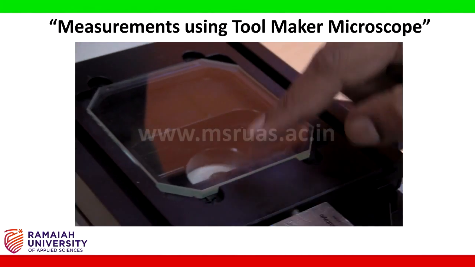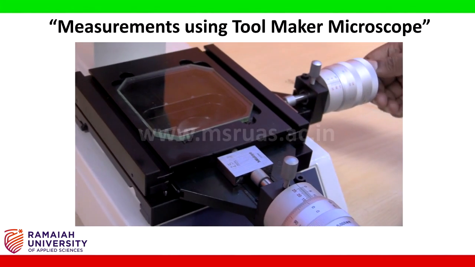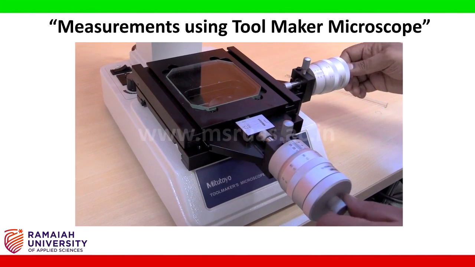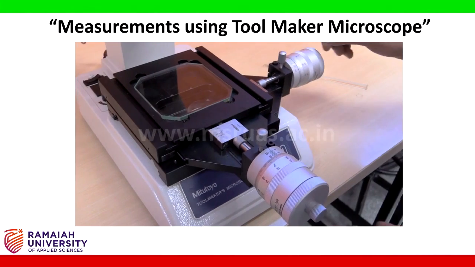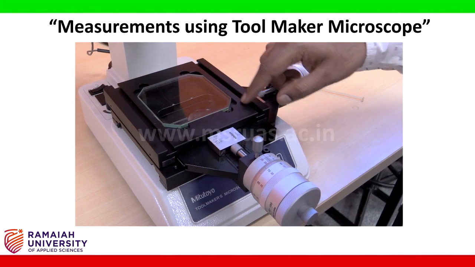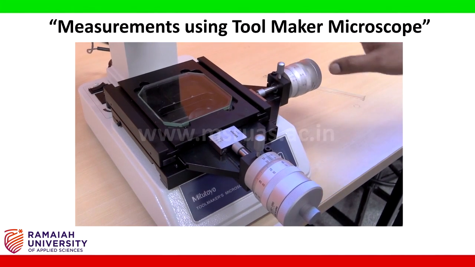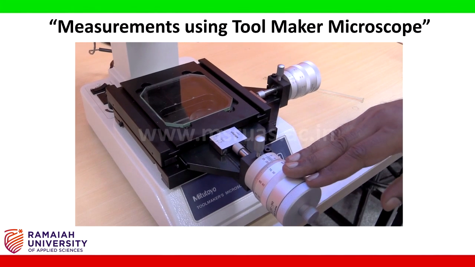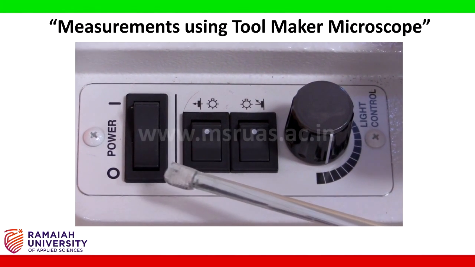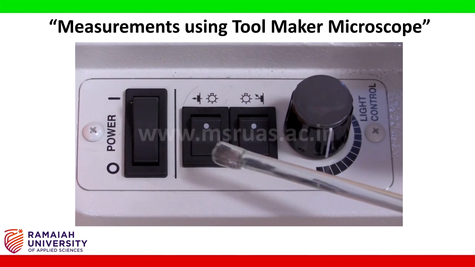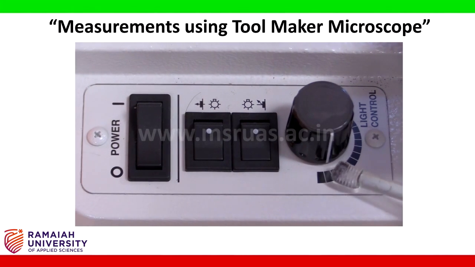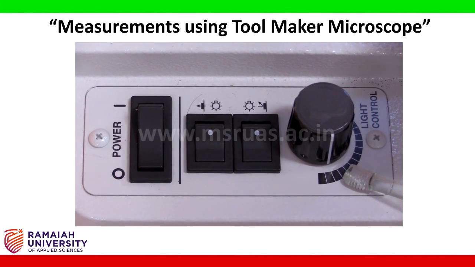This is the XY stage. So the movements in the XY stage can be obtained by rotating the x-axis and the y-axis simultaneously or individually. The stage dimension is 150 by 150. The y-axis and x-axis can move 50 mm. This is the operational panel of the Toolmaker's microscope. It has the power switch, the contour illumination switch, the surface illumination switch, and a light control knob to adjust the brightness of the light.